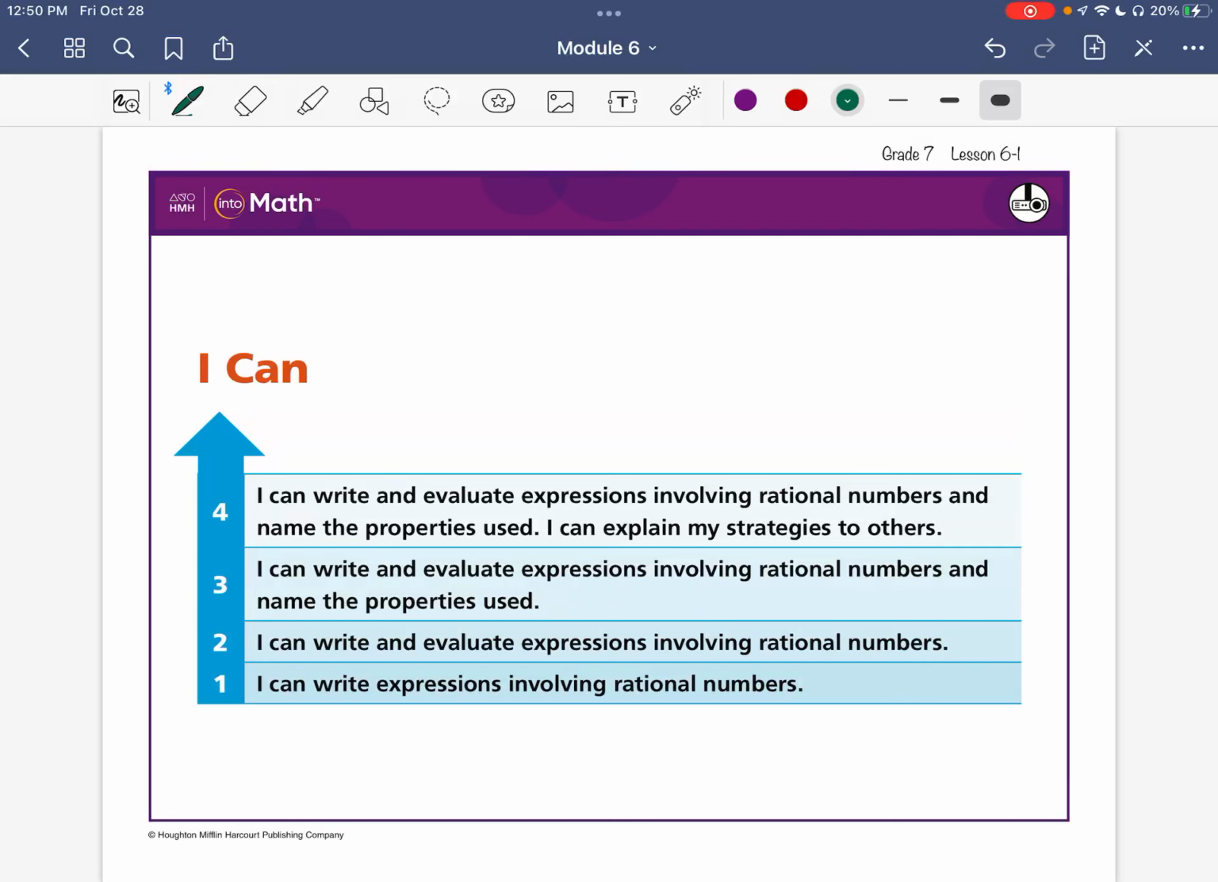Here is grade 7, module 6, lesson 1. Our I can statement for today is: I can write and evaluate expressions involving rational numbers and name the properties that are used.